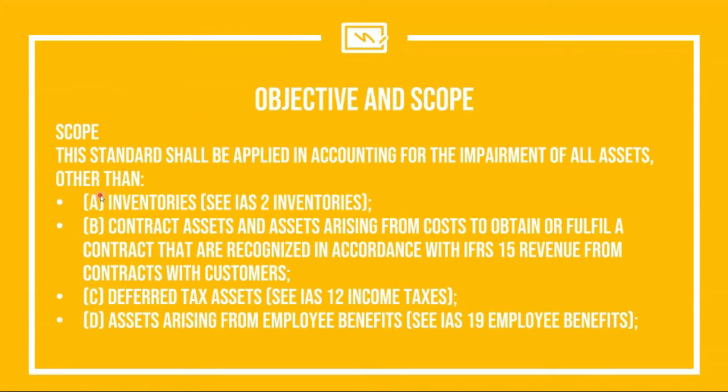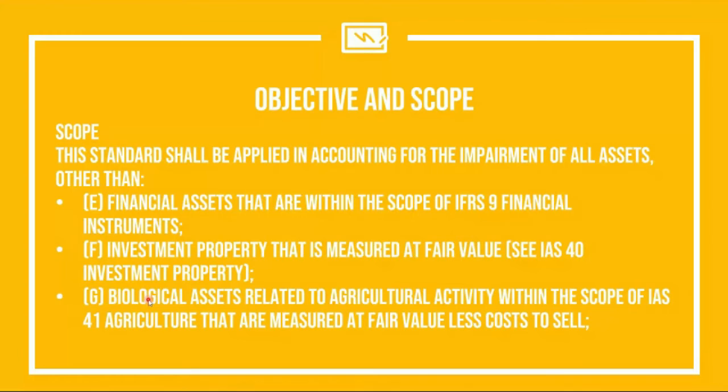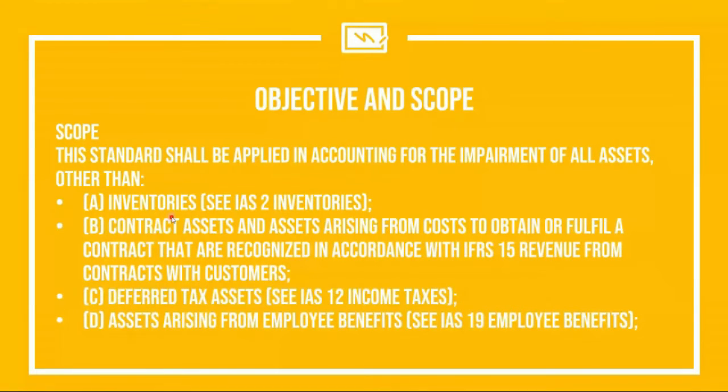So for the scope, the standard will be applied to basically all types of assets except those that are indicated in the list below. So we have until letter G. Okay? So let us discuss. But before we itemize them one by one, we simply emphasize that the reason why the standard IAS 36 does not cover these particular items is because the specific standards have already provided certain information on how the recoverable amount or how the impairment is going to be measured.